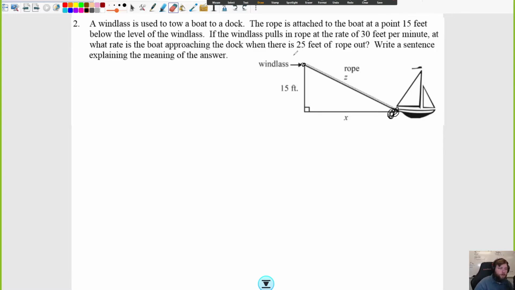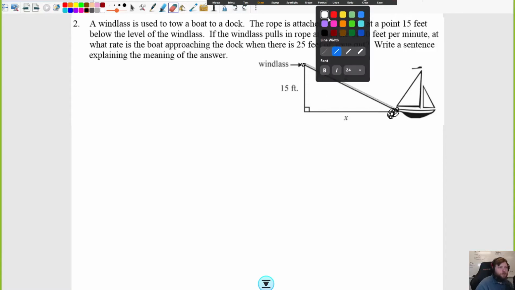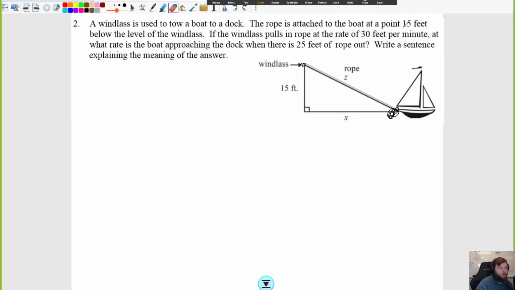So, okay. I look at this and go, what do I do? Well, I know a few things. I got this triangle shape. I know that this is the rope, and we're going to call this Z. And then this distance here from the boat to the windlass is going to be X. And this is 15 feet tall. They've already made the shape for me. All right? Now, what else? I have a few other numbers in here that I want to use. So they already used 15 feet below. That's already used. Check. Right there.